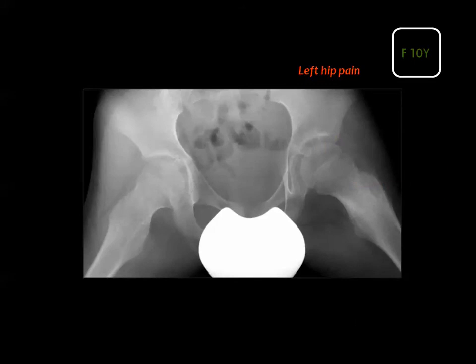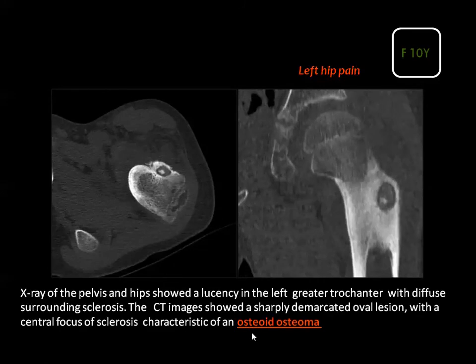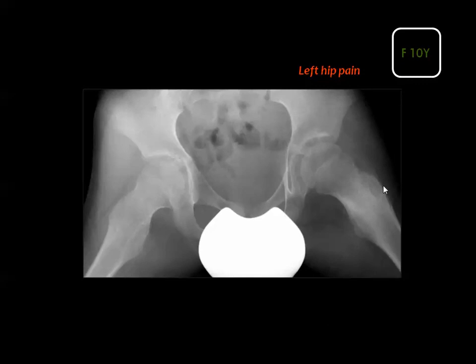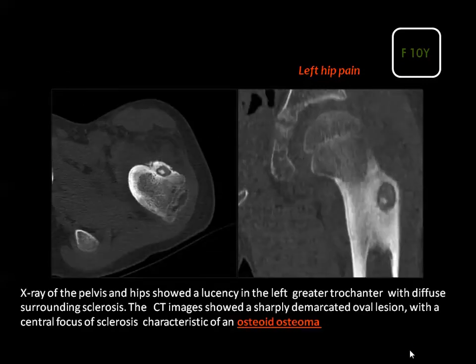And this is an X-ray of the pelvis and the hip joints of a female child, 10 years old, who has a painful left hip, and if you look carefully at the hip here and the hip there, you may not be able to find any abnormality. But if you see the CT scan, you see the classic appearance of an osteoid osteoma in the proximal part of the femur with a calcified spot inside the lesion. If you go back to the plain film, then you can see the lesion and the sclerotic reaction around the lesion.